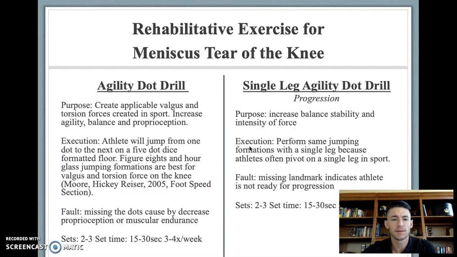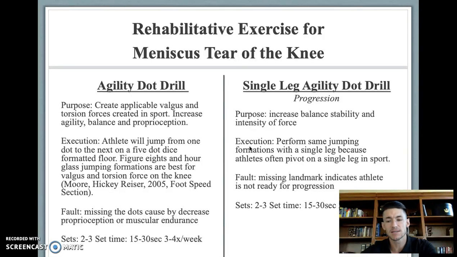Rehabilitative exercises for your meniscus incorporate the agility dot drill, which creates those valgus and torsion forces created in sport. It'll increase the athlete's agility, balance, and proprioception. This is executed with an athlete jumping from one dot to the next on a 5-dot mat that resembles the 5 dots on a dice. Figure 8s and hourglass formations are best for valgus and torsion forces.